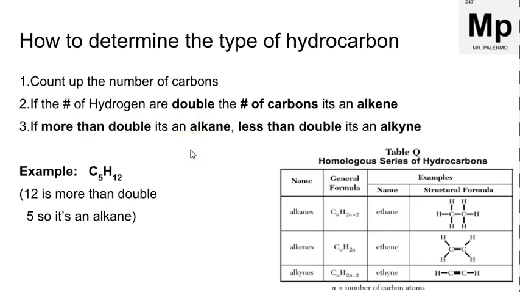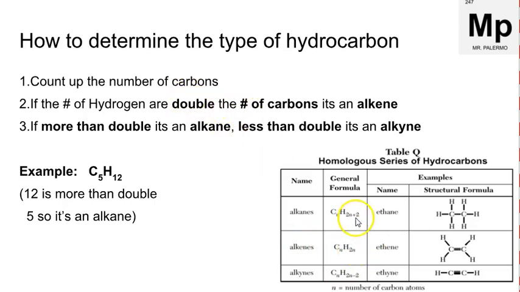So how do we determine the type of hydrocarbon? As we did, we count the number of carbons. If the number of hydrogens is double the number of carbons, it's an alkene. So this is my little trick here. Instead of plugging into every formula trying to figure out which one it is, I know the alkenes have double the amount of hydrogens. So if it's double the amount, I know it's an alkene.